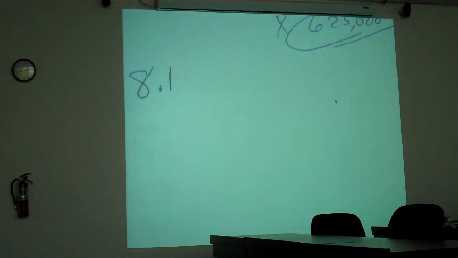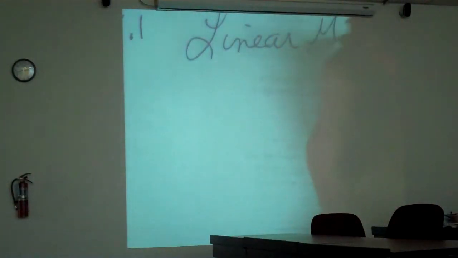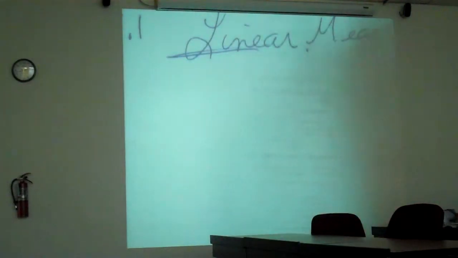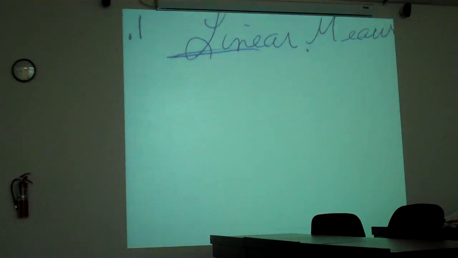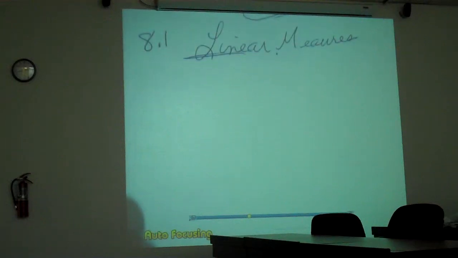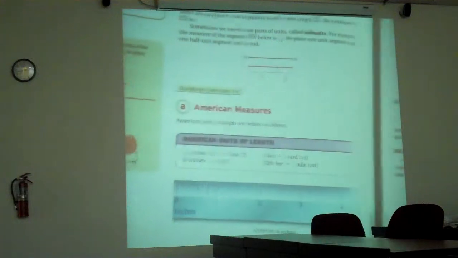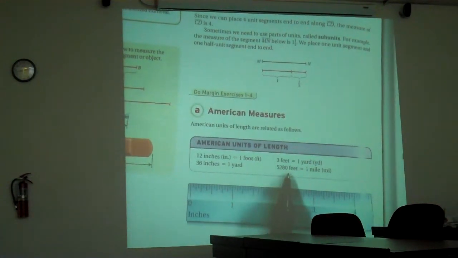Linear measures. What do you think that means? Yeah, lines. Like measurements, like in a line. Like measuring something. Okay? Like inches, yards, like that. And it's using American units, so you'll probably want to put these units down. Most of them you probably know. This one you probably don't know. You probably want to make sure and write this one down.